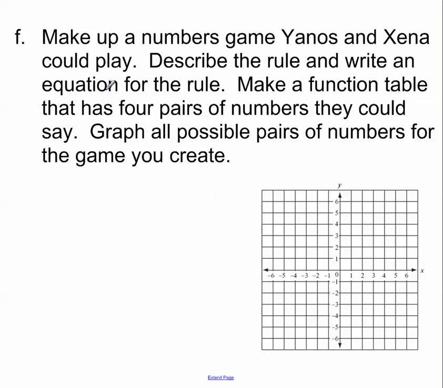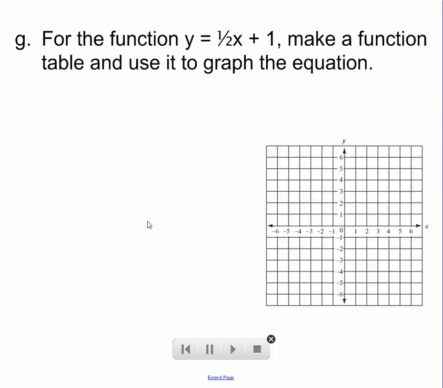Make up a number game Yanos and Xena could play. Describe the rule and write an equation for the rule. Make a function table that has 4 pairs of numbers they could say. Graph all possible pairs of numbers for the game you create. So, describe a rule. Make a function table for that rule with 4 pairs of numbers. And then graph all those possible pairs of numbers, meaning graph all those pairs and then draw a line through those pairs. I'm going to leave this for you guys. A little bit of homework within your lesson tonight. Describe a rule. Make a function table with 4 pairs of numbers, and then graph those 4 pairs and every other pair that Yanos and Xena could possibly state. I'll let you do that on your own.